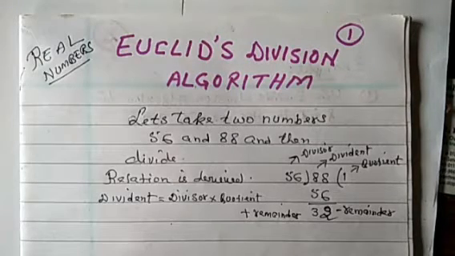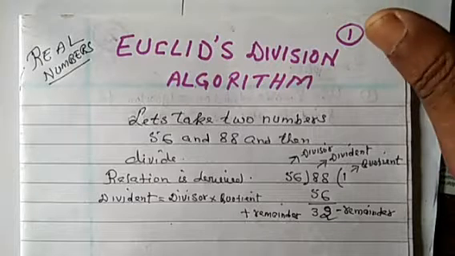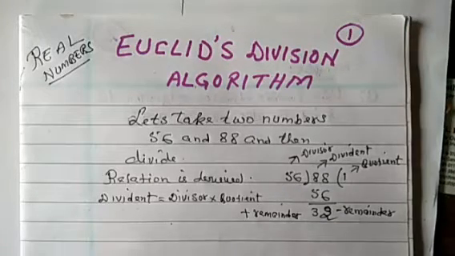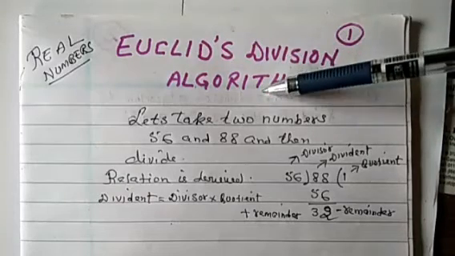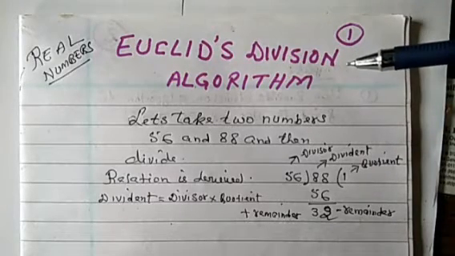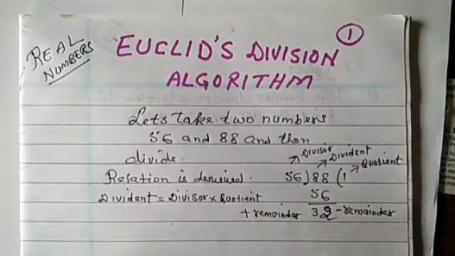Today's chapter will be Euclid's division algorithm, and this is the first chapter of your class 10 mathematics book, Real Numbers. So students, before I start your chapter, you'll find here it is written Euclid's division algorithm, and again you'll come across a term, lemma.